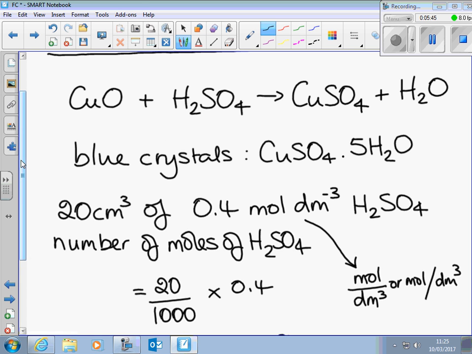How many moles of sulfuric acid did we use? 0.008, we've just worked out. So, how many moles of copper oxide will react with that? And how many moles of copper sulfate will we get? Yes. Because the ratio is 1 to 1 to 1 to 1, if we know how much acid we've used, we know how much of everything else is involved.